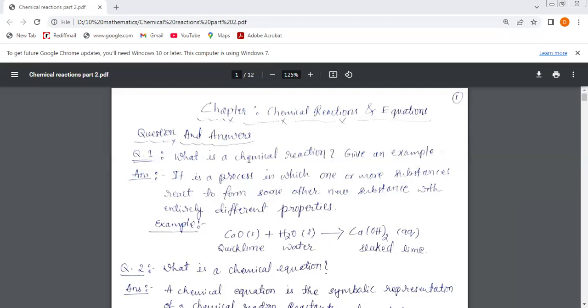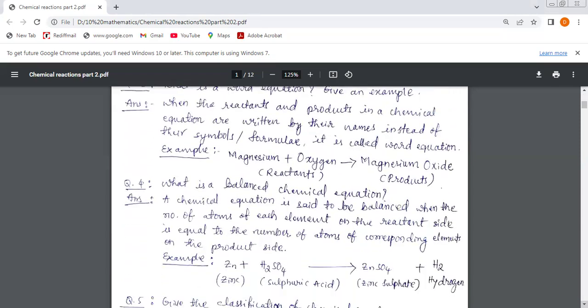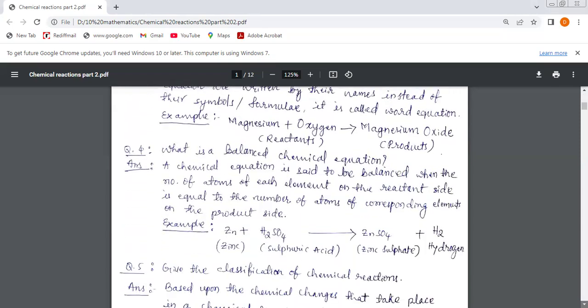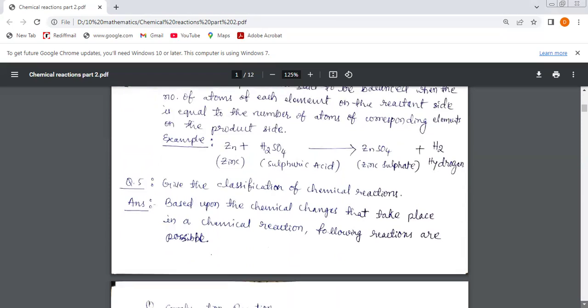So we have seen the answer for what a chemical reaction is. What is a chemical reaction? Give an example. This we have studied. The next question answered is, what is a chemical equation? What is a word equation? What is a balanced chemical equation? Give the classification of chemical reactions.